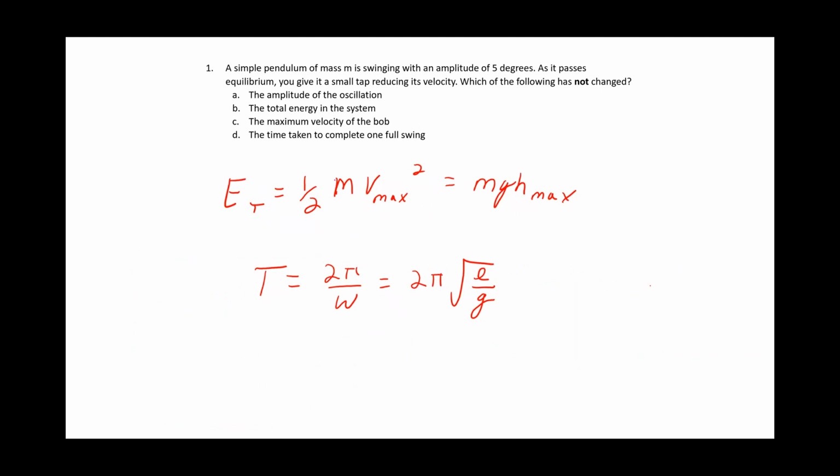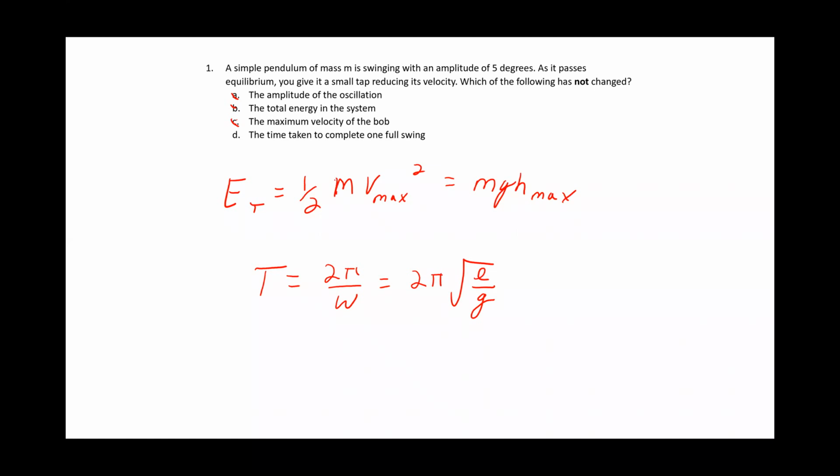Okay, so the last few problems I want to talk about are all related to some of the simple harmonic oscillator concepts. For example, if I have a swinging pendulum and I know its amplitude, and then I give it a little tap as it swings by that slows it down, I have changed its energy. So now I have less energy in the system. Anything related to energy is going to change. So amplitude, total energy, and maximum velocity are all going to change because I've changed the energy of the system.